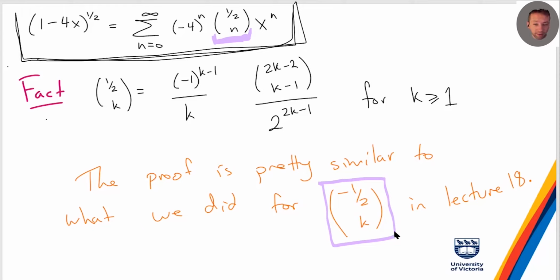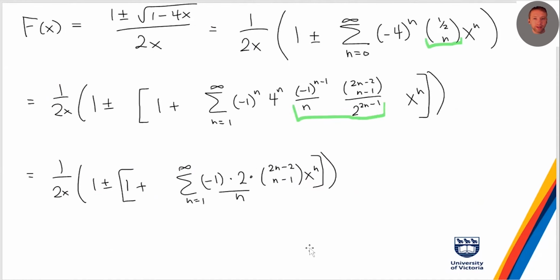So it's the same kind of idea as how you prove this. And it turns out 1/2 choose k is just (-1)^(k-1) over k times (2k-2 choose k-1) divided by 2^(2k-1). And again, you can prove this. If you follow the same argument as for this one, and think of a half instead of negative a half and see what would change, then it should work out. Okay, so this is good news.